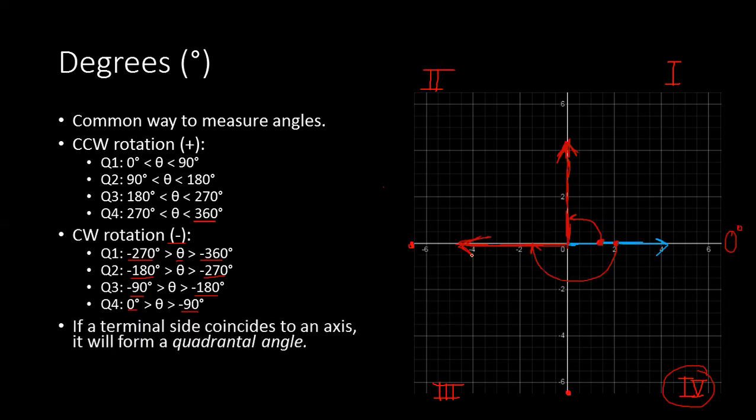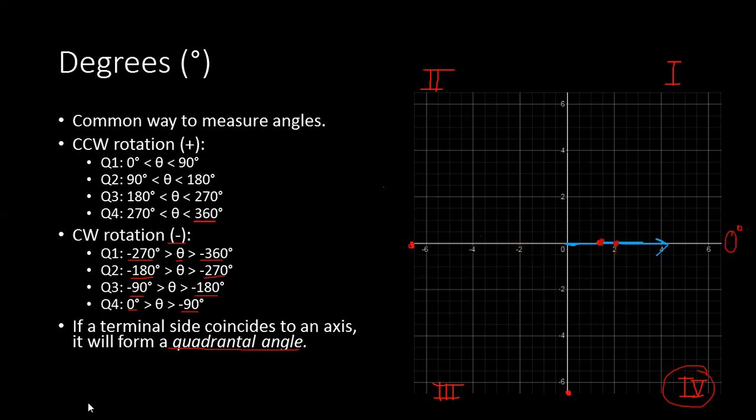So if the terminal side coincides with an axis, whether it's the y-axis, x-axis, or whatsoever, it will form a quadrantal angle. All right? In other words, if the terminal side is located at the y-axis, it will form a quadrantal angle. If the terminal side is located at the x-axis or y-axis, it will form a quadrantal angle. Quadrantal angle. All right?